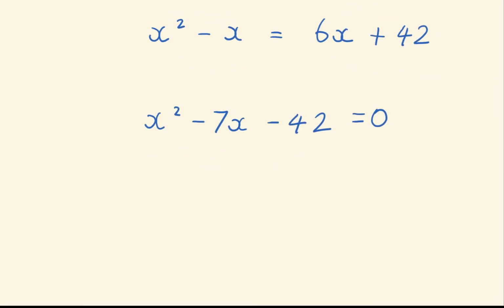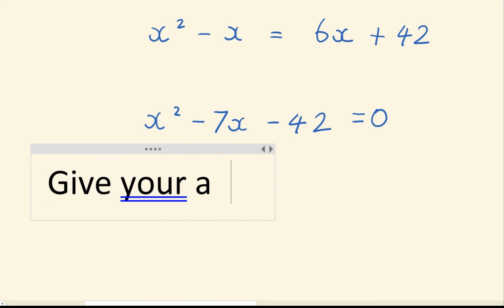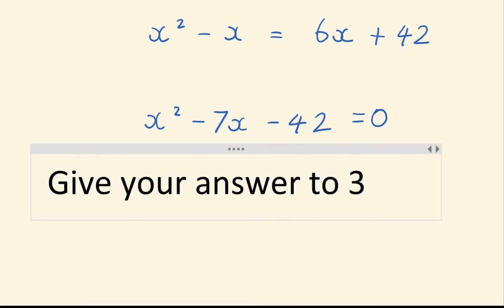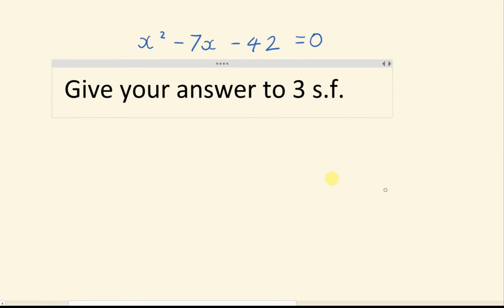Okay, looking at this, you can quickly determine that this will not factorise. For what it's worth, in this case, the question would tell you that. It would say something like, give your answer to 3 significant figures. So we're going to do that now, and I'm going to solve this using the formula.